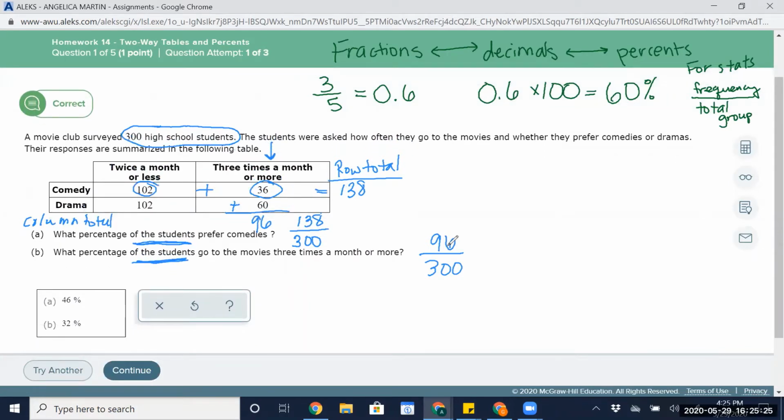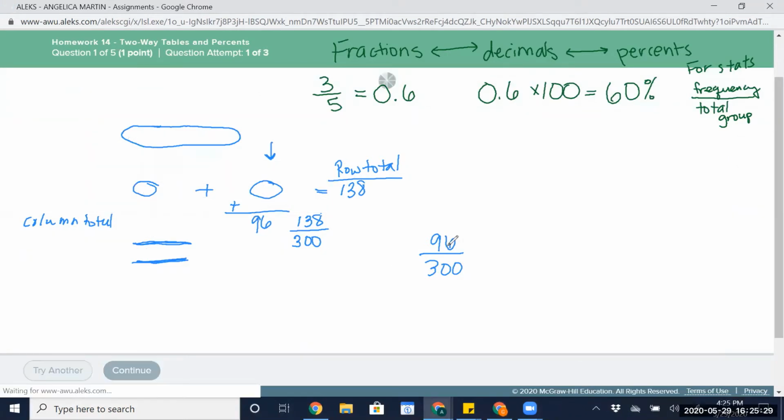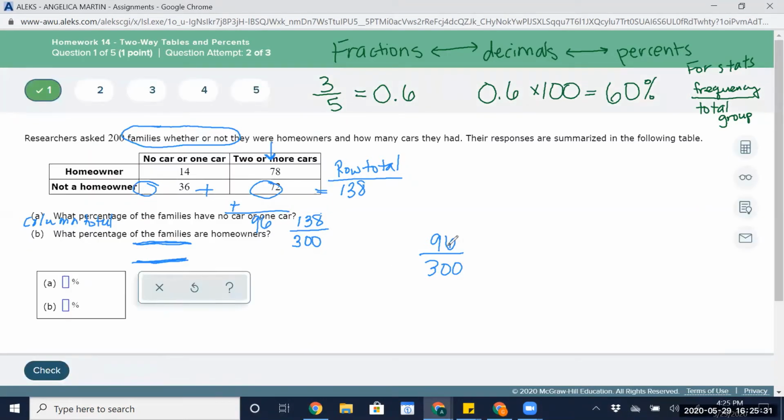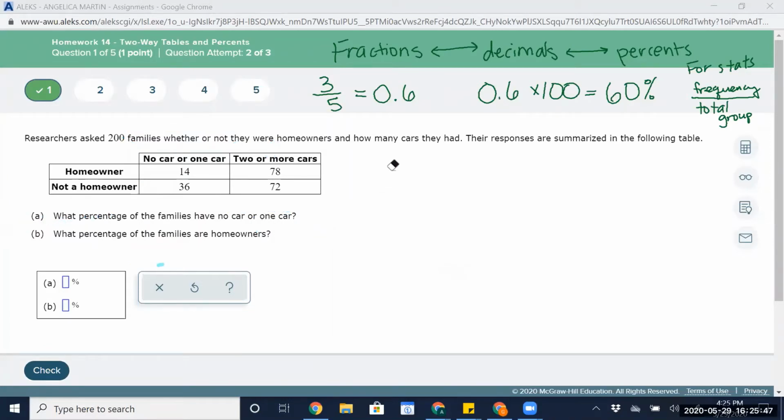So practice with this. If you would like to try a new type of problem, you can always just try another, especially if you're trying to prepare for a quiz. So that's an option. And get used to finding row totals, finding column totals, and solving for percentages using the information given to you in a table. Let's go ahead and move on to question 2.